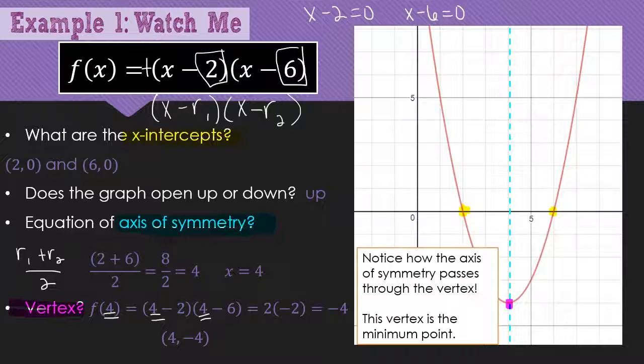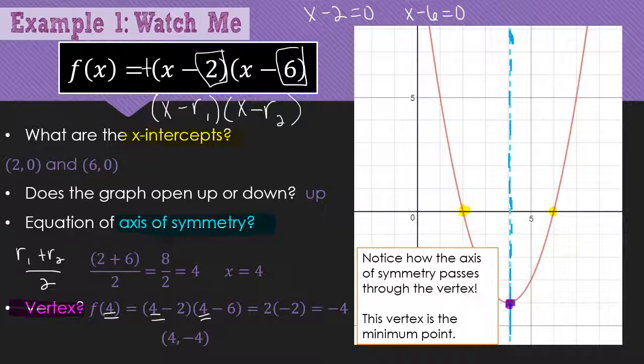We graphed our axis of symmetry. That was the line x equals 4. So this vertical line here is going through at x equals 4. Okay, that's that axis of symmetry. And notice how the axis of symmetry goes through the vertex. And my vertex is at (4, -4). So over 4, down 4.